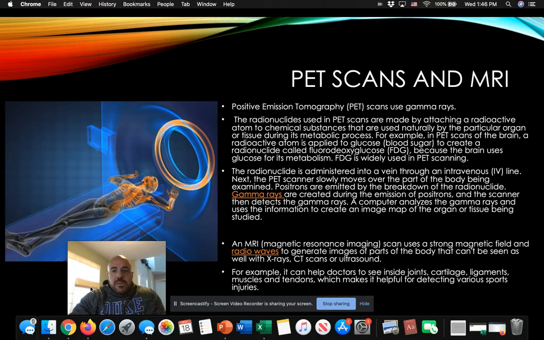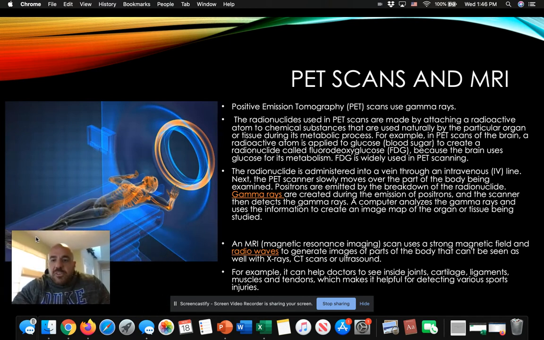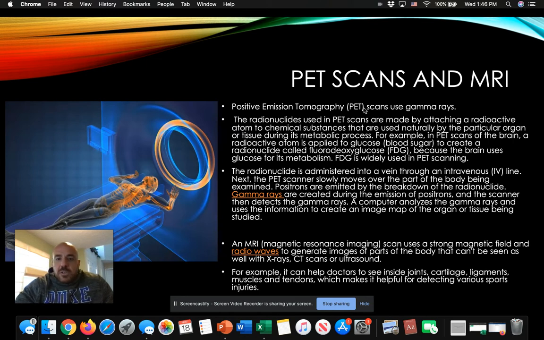PET scans and MRIs are both used for medical reasons. There's a little difference between them, so we're going to explain them really quickly and then just make sure you know which one uses which type of EM wave. So PET scans use gamma rays. We know gamma rays are very high energy, so these are important. The way a PET scan works, and you don't need all these details, just know that they use gamma rays, which are a lot of energy, but you get injected with a little bit of a radioactive tracer. Something that's radioactive in a large amount would be very dangerous, but you get a very small amount.